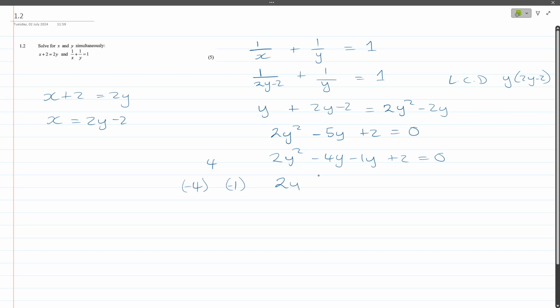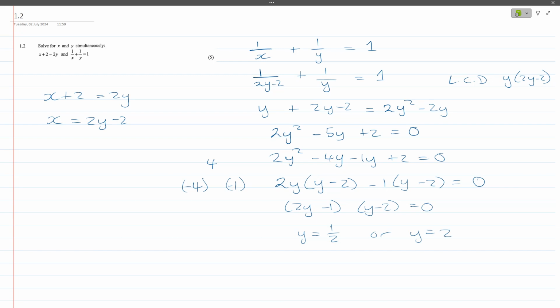At this point, we can now factor, take out the common factor. So over here we have 2y times y minus 2, minus 1 times y, and then we can put minus 2 over here, like that. And then we can put these in the same bracket, 2y minus 1 and y minus 2 is equal to 0. So y is equal to a half, or y is equal to 2. So these are our answers for y.